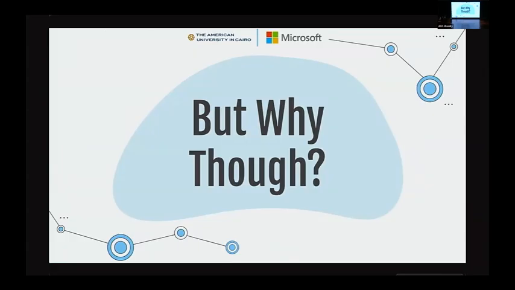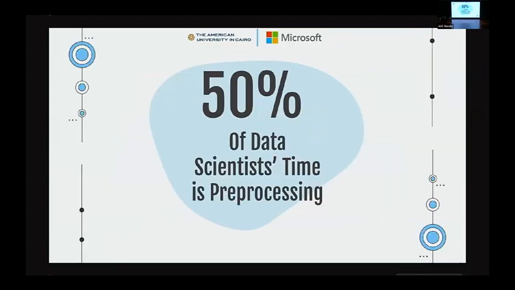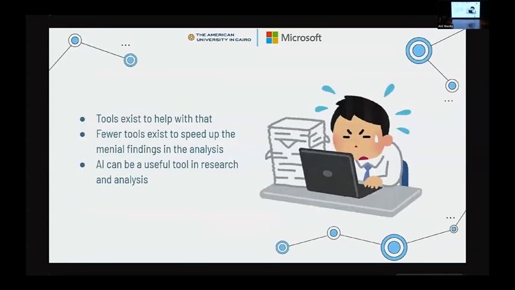Well, next up, we know that over 50% of data scientists' time is spent pretty much just on pre-processing, but there are existing tools that help with that. In contrast, there aren't nearly as many tools that help with the menial conclusions that prevent a data scientist from sinking their teeth into the juicy meat and potatoes of it all. So AI can be a useful tool for research.